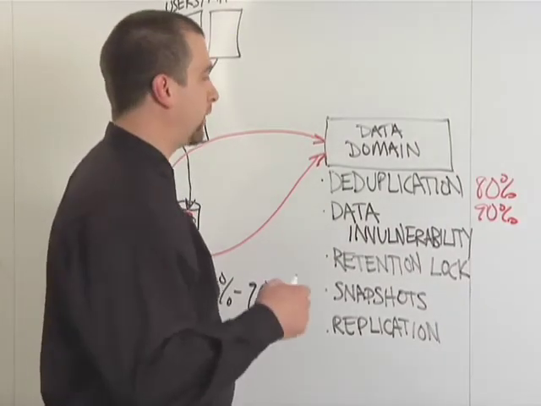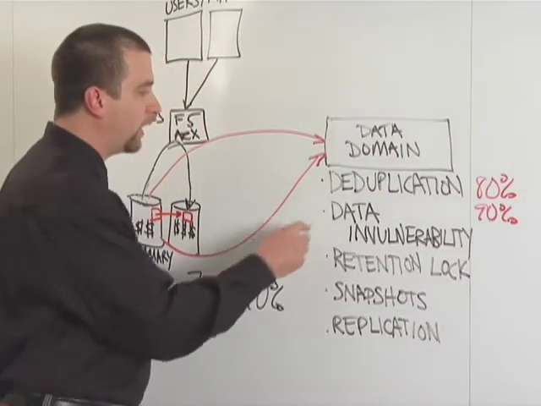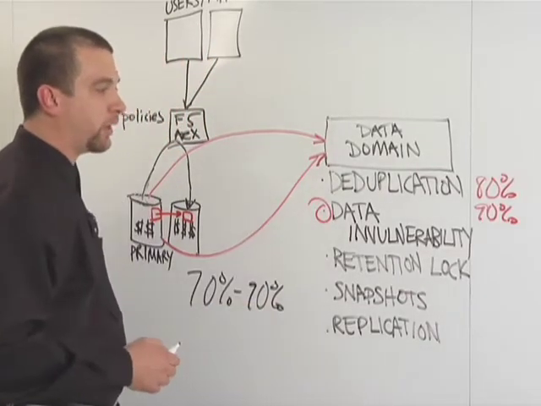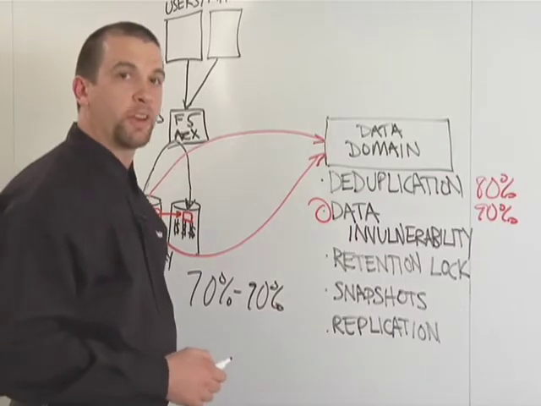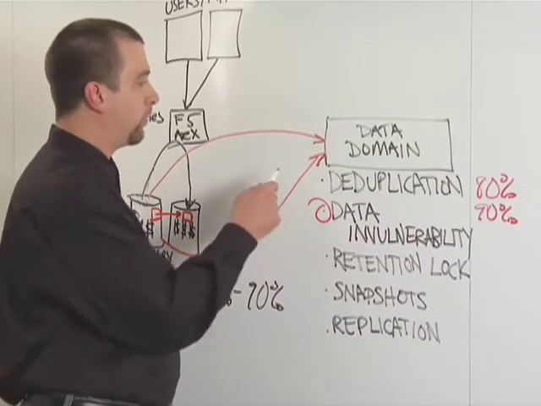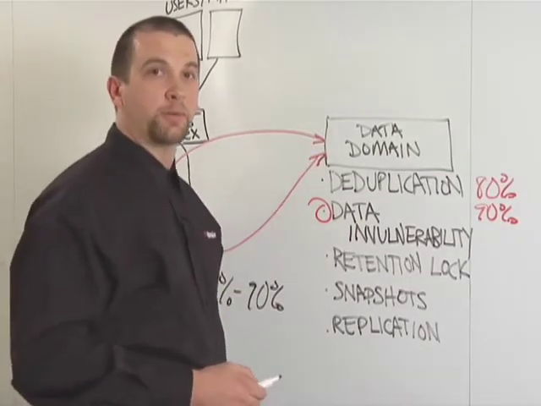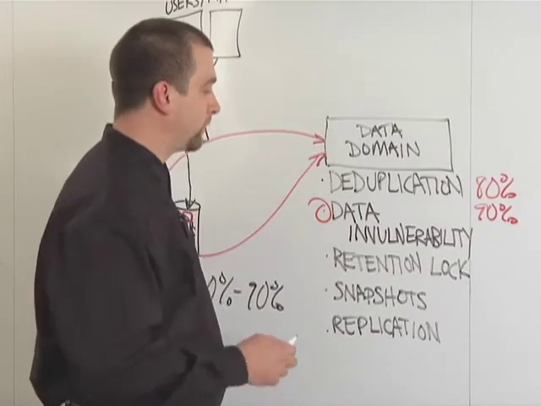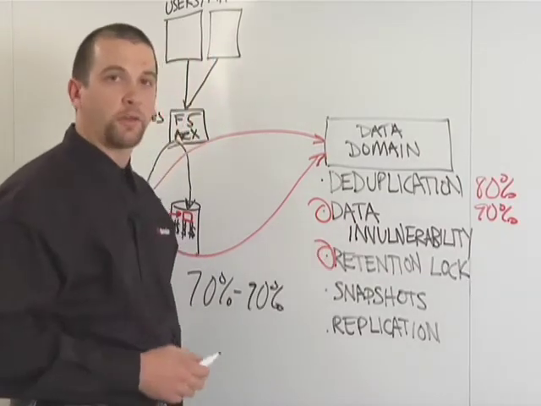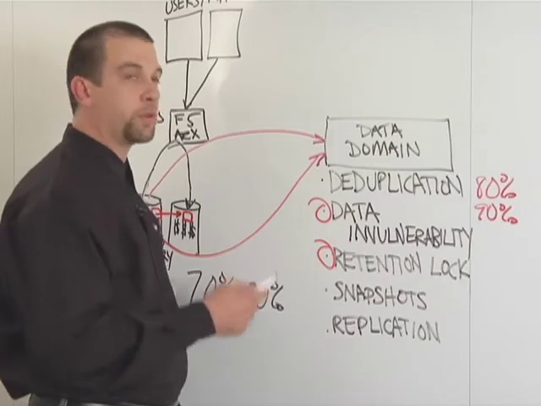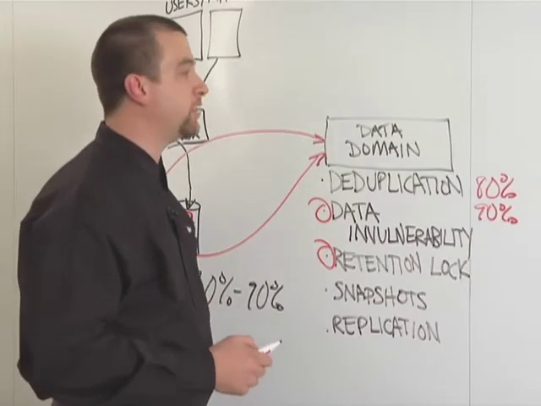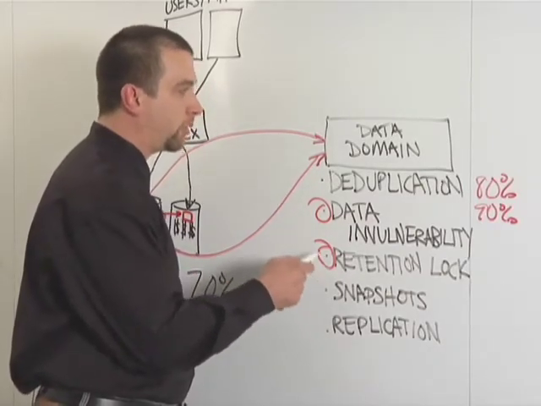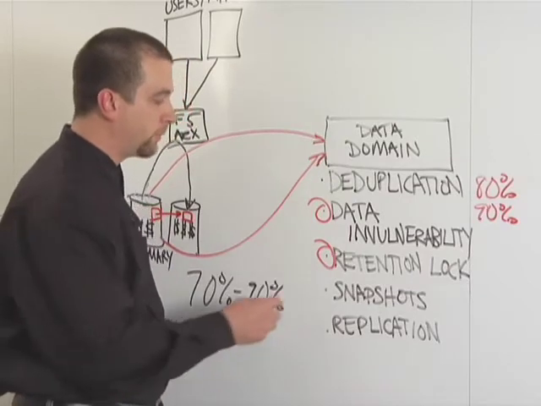Data Domain's Data Invulnerability architecture ensures the long-term integrity of all the data stored, both the backup data and the data that's been migrated from the primary storage. The retention lock feature ensures that data is protected from accidental or malicious deletion based on policies the administrator defines on the Data Domain system.